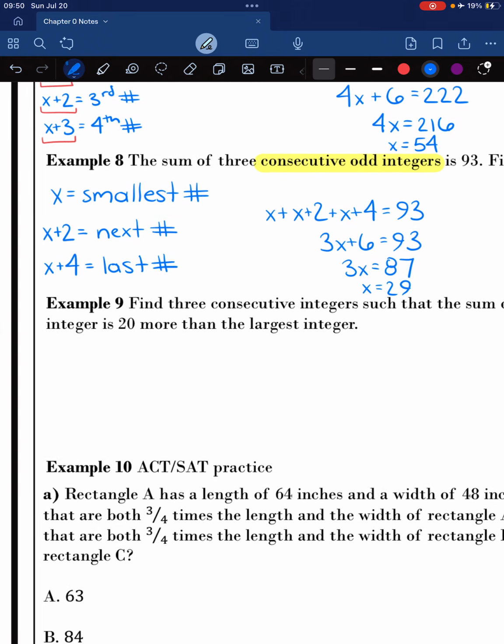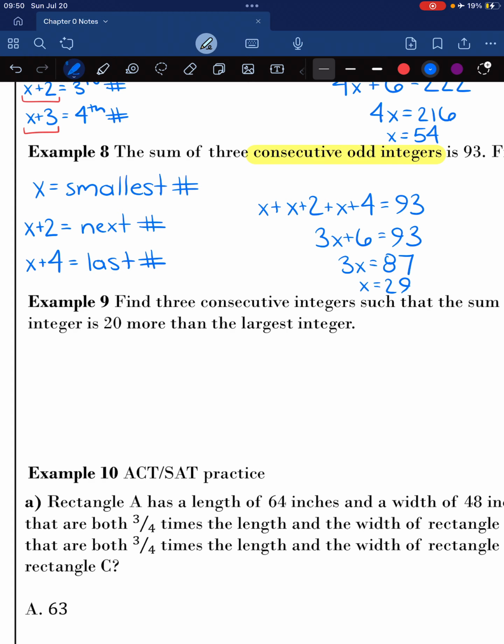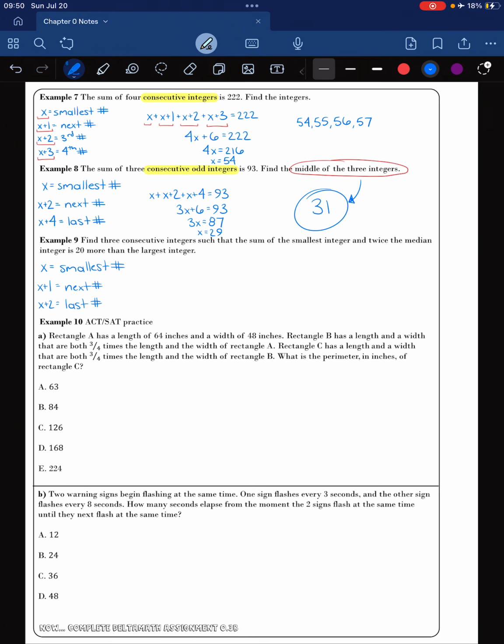Okay, find 3 consecutive integers. Again, 3 consecutive, it does not say even, it does not say odd, it's just 3 integers. So x is going to be the smallest, x plus 1 is going to be the next number, and x plus 2 is going to be the last.